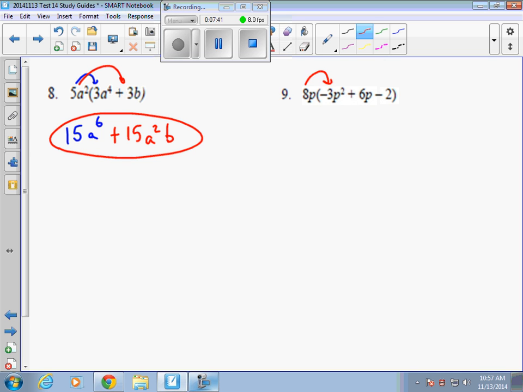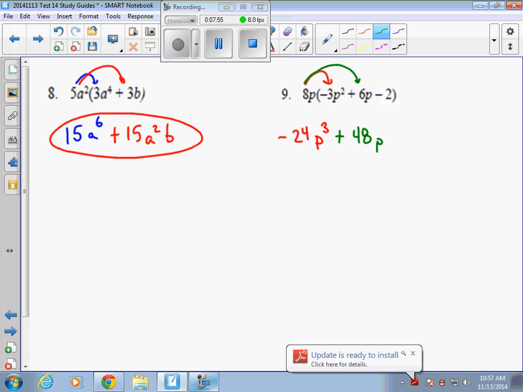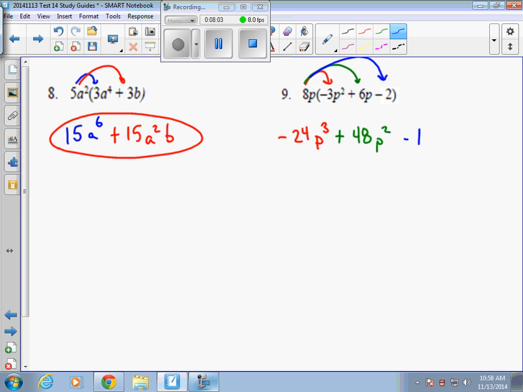8 times negative 3 is negative 24. P to the first power times p squared is going to be p to the 1 plus 2, which is p to the third. 8p times 6p is plus 48. P to the 1 plus 1 is going to be p squared. And then 8p times negative 2. 8 times negative 2 is negative 16p.